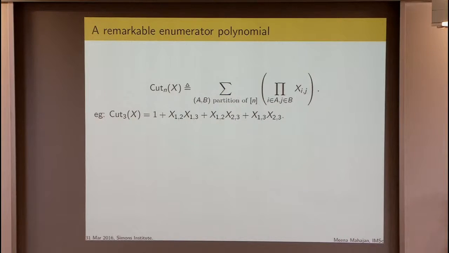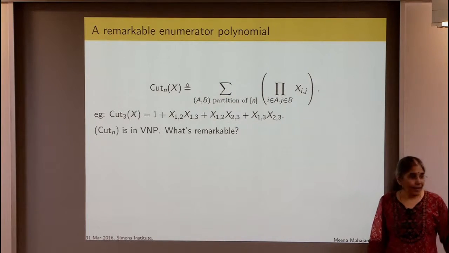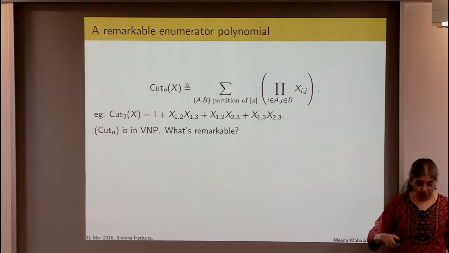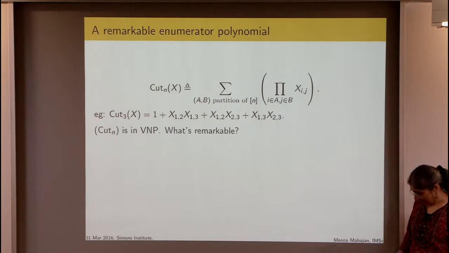So this looks very much like the other polynomials that we saw before this, that it's just enumerating these combinatorial objects. And it's not very hard to see that it is in VNP. So I started off saying that this is a remarkable enumerator polynomial. So what's so remarkable about it?